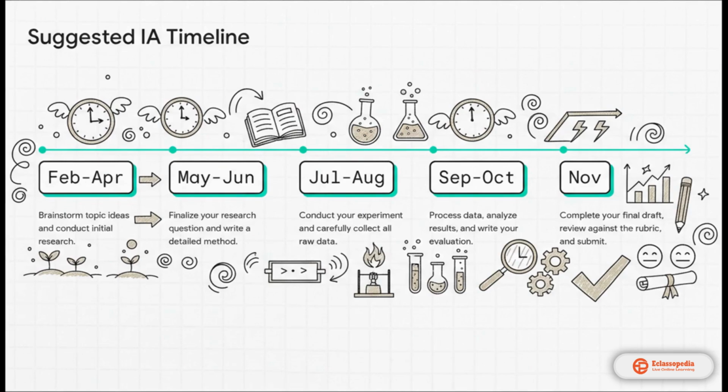Your brain needs time for ideas to kind of simmer, and you absolutely need a buffer for when an experiment inevitably goes wrong. Following a schedule like this isn't about being rigid. It's about giving yourself the time and space to do your best scientific work without that last-minute panic.